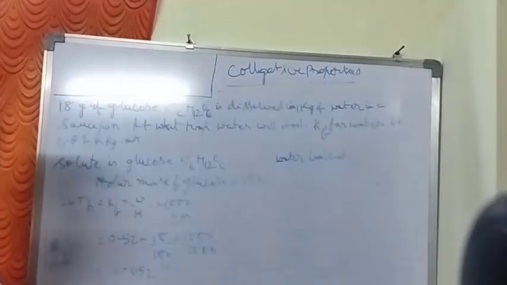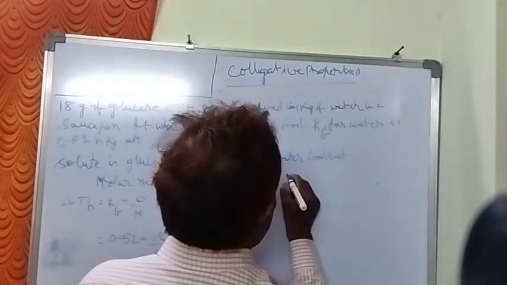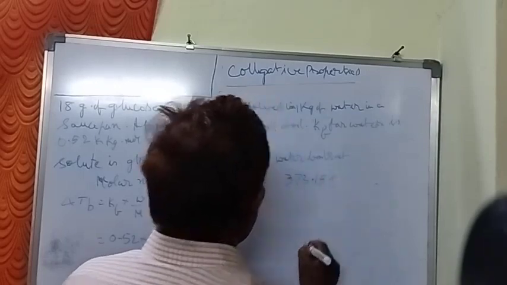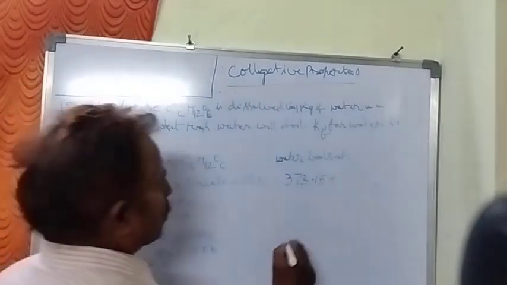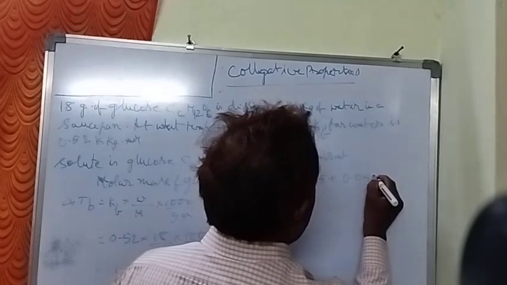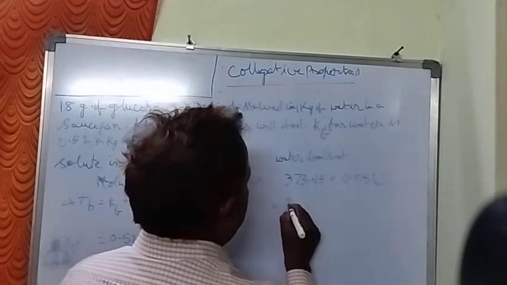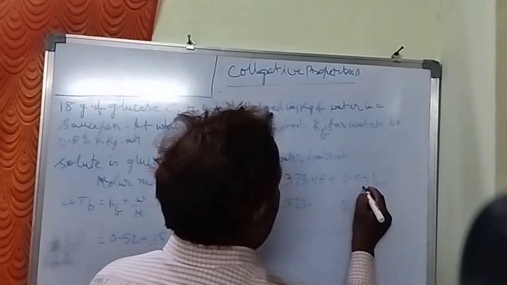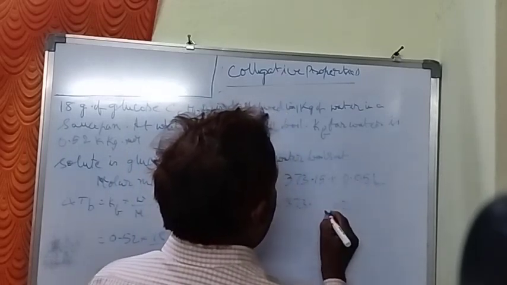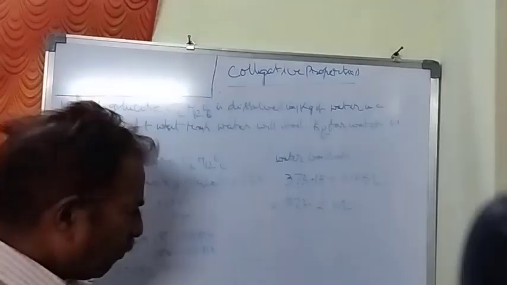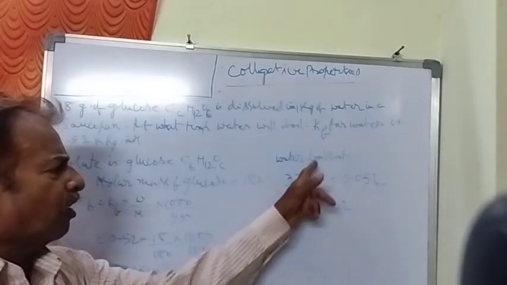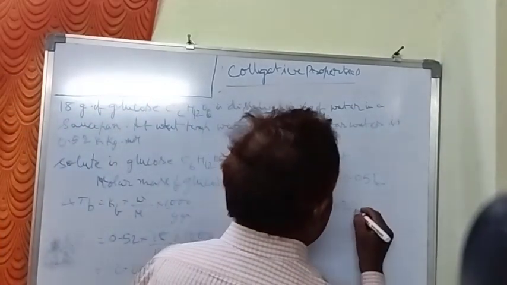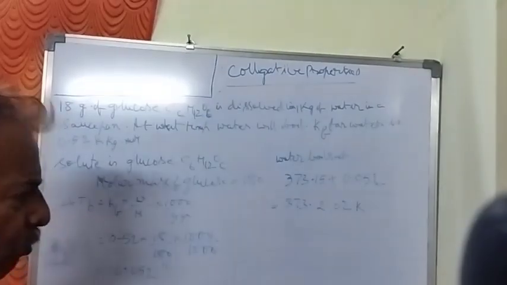Therefore water boils at, what is the boiling point of pure water? 373.15 plus elevation in boiling point 0.052. Therefore this is 373.202, 5 plus 2, 7... so water with glucose dissolved in it boils at 373.202 Kelvin.